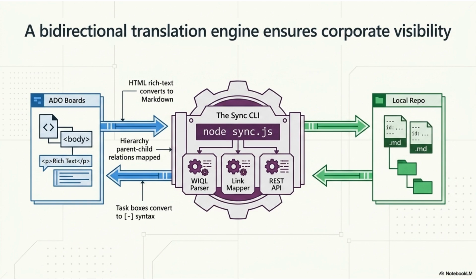We maintain corporate visibility through a bidirectional translation engine. Our CLI tool converts between ADO-rich text and local Markdown, mapping hierarchies and task statuses seamlessly in both directions.